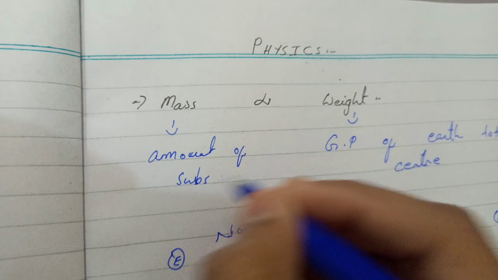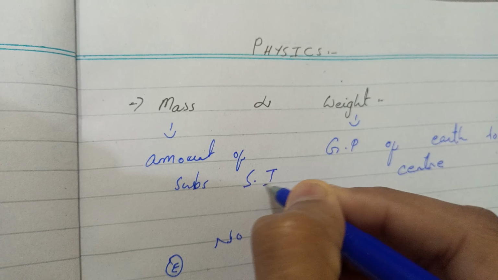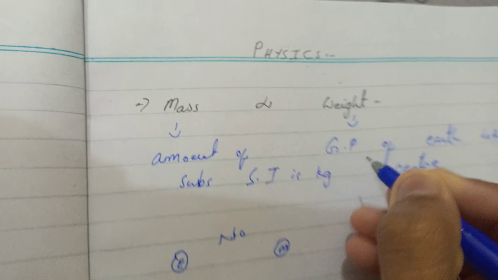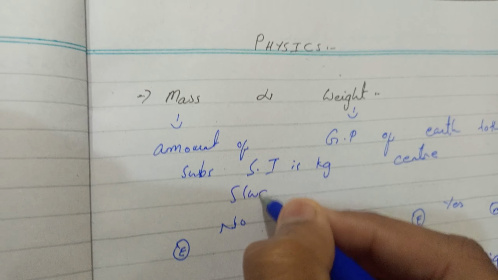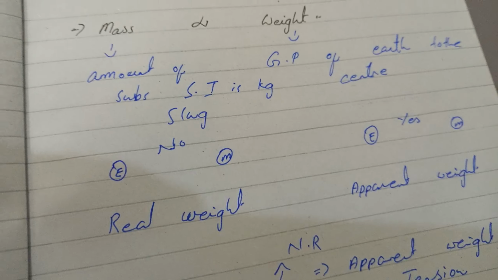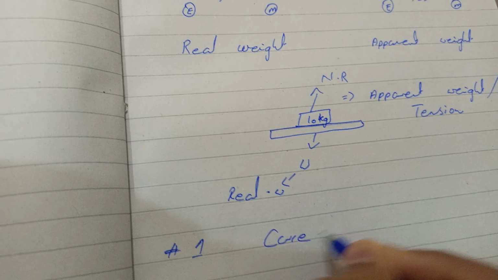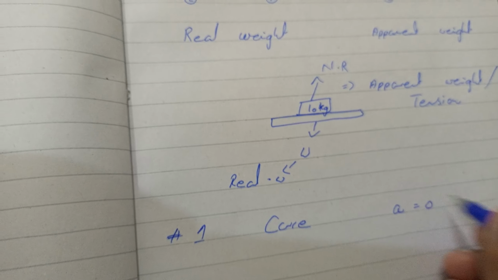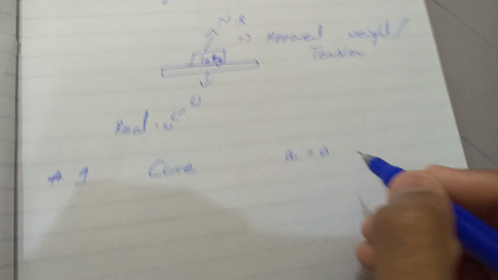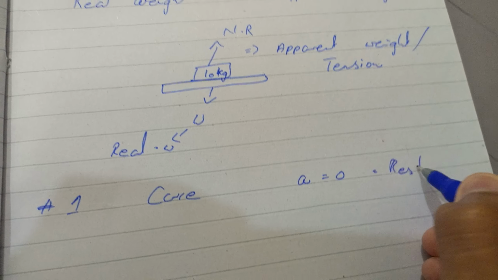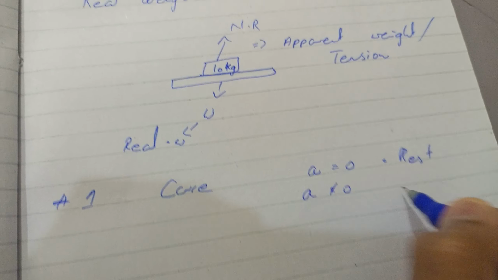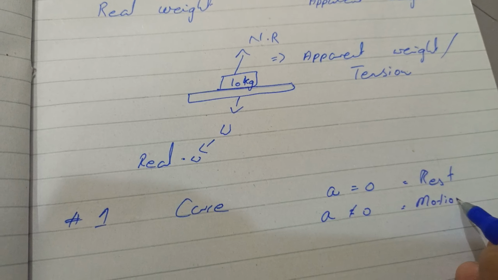All right, now before starting the problems, we need to understand the basic formula and basic units of mass. The SI unit of mass is kg, and another unit is slug, whose value depends upon your location, whether you are on the moon or on Earth. Right, now we have some cases that we need to solve. Case number one, in which the acceleration is zero. Acceleration zero means the body is at rest. If acceleration is not equal to zero, then it's in motion.